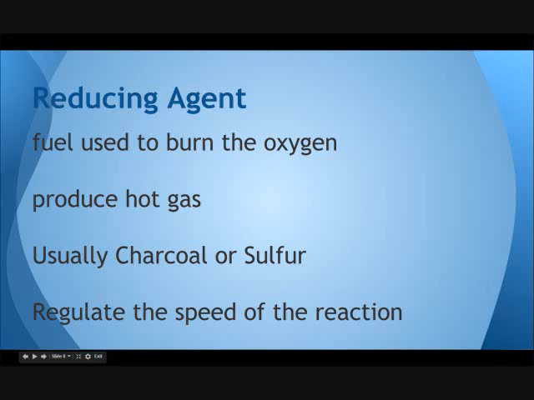It is the agent that provides fuel used in the combustion of the oxygen gas produced by the oxidizing agent. The fuel reacts with the oxidizing agent to create a hot gas. This gas then expands, which leads to an explosion. Charcoal and sulfur are usually the reducing agents in a firework.